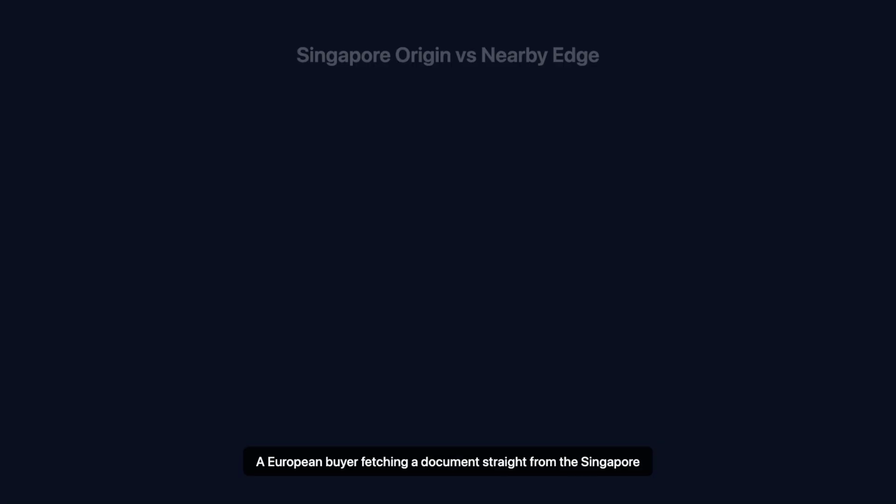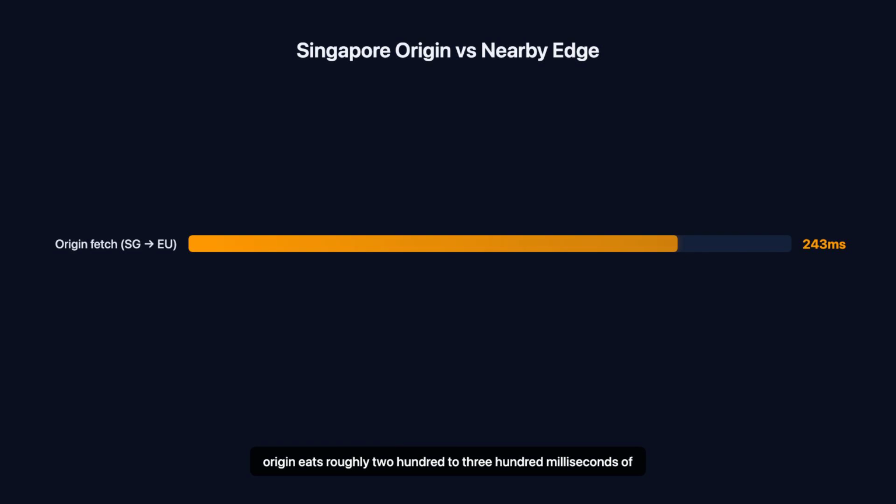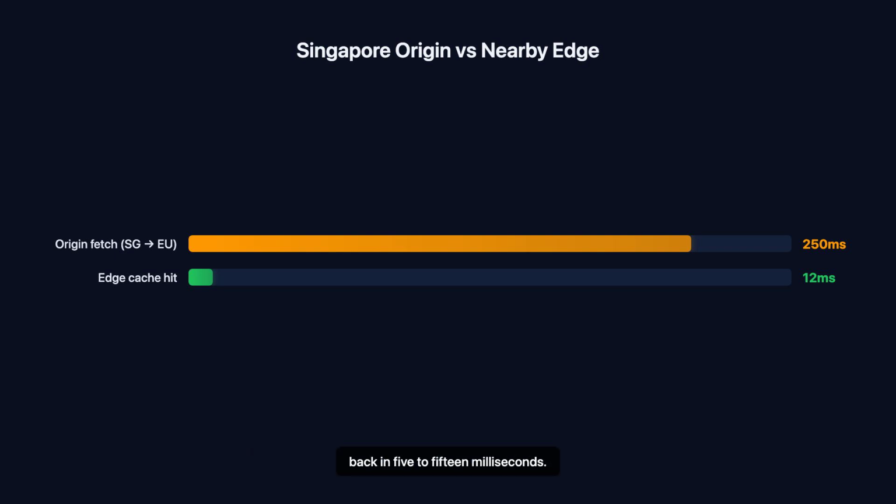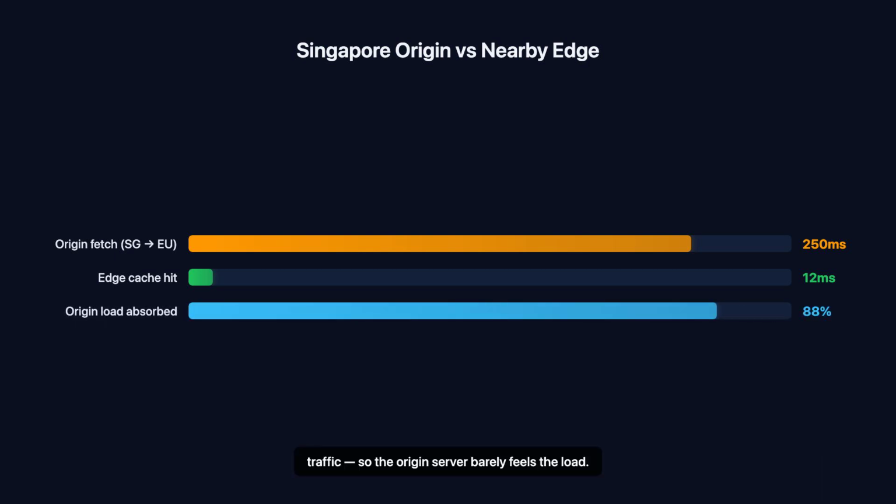A European buyer fetching a document straight from the Singapore origin eats roughly 200 to 300 milliseconds of network round trip before any real work even begins. That same document served from a Frankfurt edge cache comes back in 5 to 15 milliseconds. Together, those wins mean CloudFront absorbs the bulk of those requests, often 80 to 99% of static asset traffic, so the origin server barely feels the load.